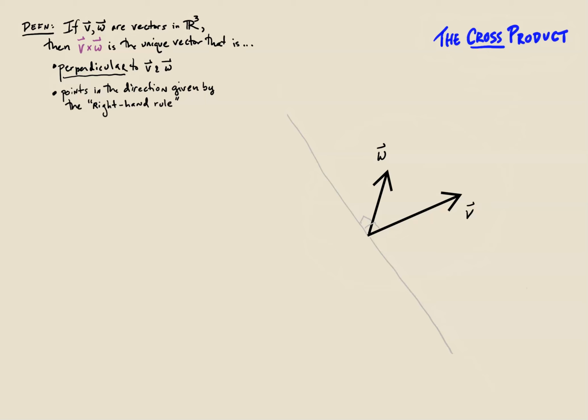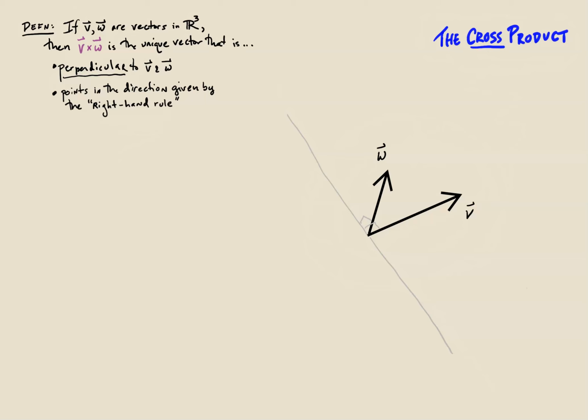The second condition is that V cross W points in the direction given by the right-hand rule. Now what on earth does that mean? Imagine these two vectors right here, these are in space. Take your right hand and put the fingers of your right hand, not the thumb, imagine that they're pointing along this direction, along vector V, the first one in the cross product, V cross W, so your right hand fingers are pointing in V. And now what you want to do is curl them around towards the other vector. So you curl them from V to W to figure out the direction of V cross W.